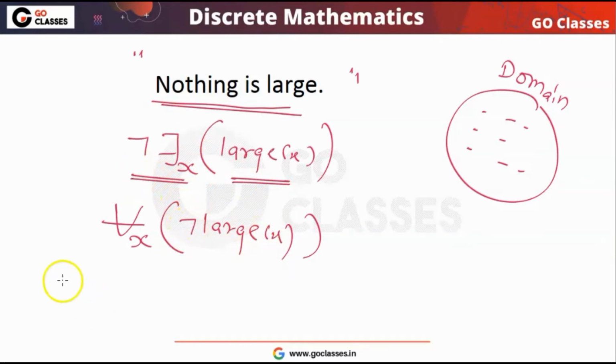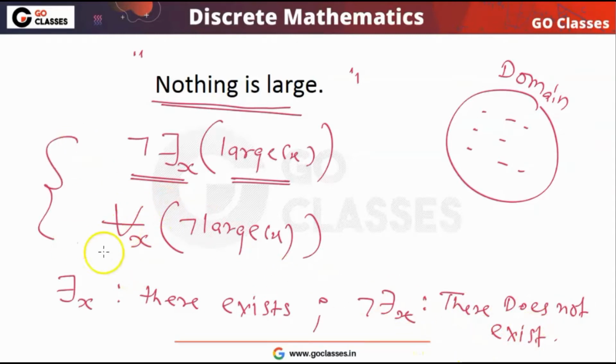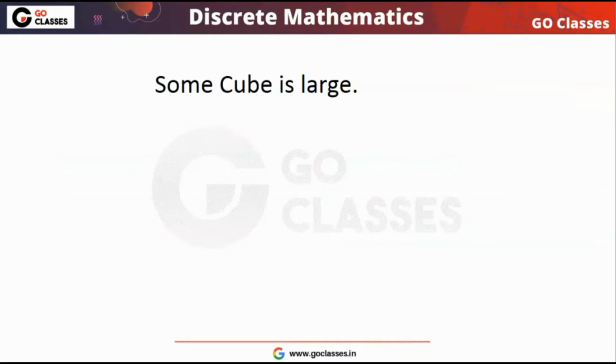Remember what this means? This means there exists. And the negation of there exists means there does not exist. Correct. So both are equivalent. You can see this is saying that for all elements in the domain, it is not large. Okay, let's see the next example.